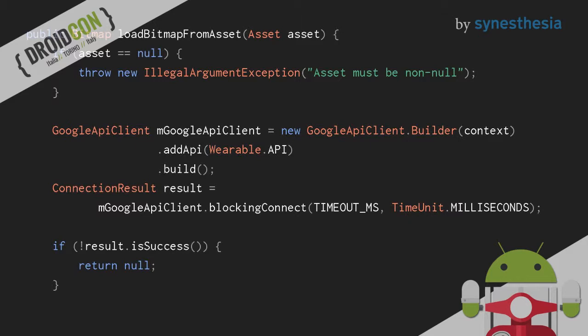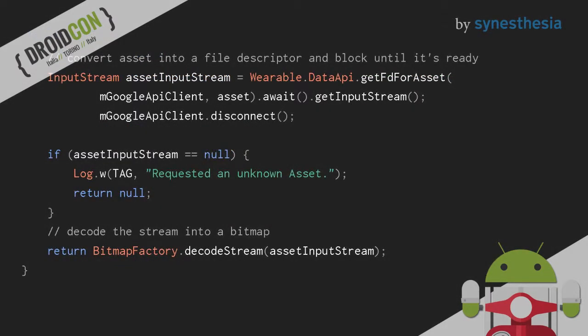Okay, do some checks. You create a Google API client. You need the Google API client to do this asset transferring. Boilerplate code to create the Google API client. In this case, I create a blocking connection. So the code waits until the Google API client is created and connected. I check for the result. I obtain an input stream using this method from the data API. I pass to it the Google API client and my asset, and I do it in a sync way, get input stream, and so on. I disconnect the API client. I check if the input stream is not null, obviously. And finally, using the decode stream method of the BitmapFactory class, I can retrieve my bitmap from the input stream created by the get FD for asset API. Okay? Clear? Hard?